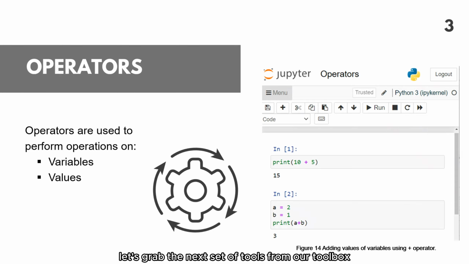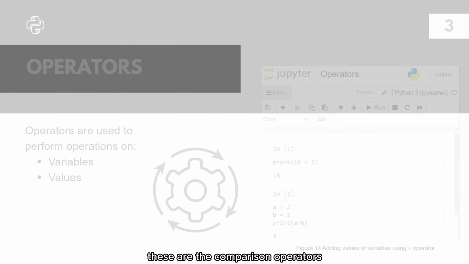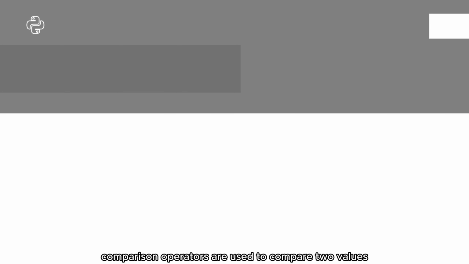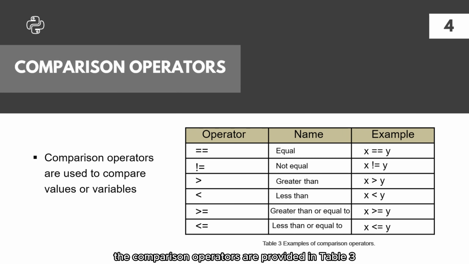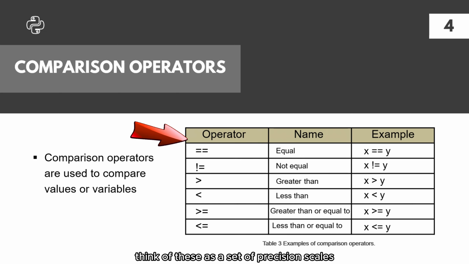Alright, let's grab the next set of tools from our toolbox. These are the comparison operators. Comparison operators are used to compare two values or variables. The comparison operators are provided in Table 3. If the last set were calculators, think of these as a set of precision scales. Their job isn't to calculate a new number, but to weigh one value against another and tell us how they relate. Now, unlike our calculators that give us a number, these operators give us a much simpler answer.